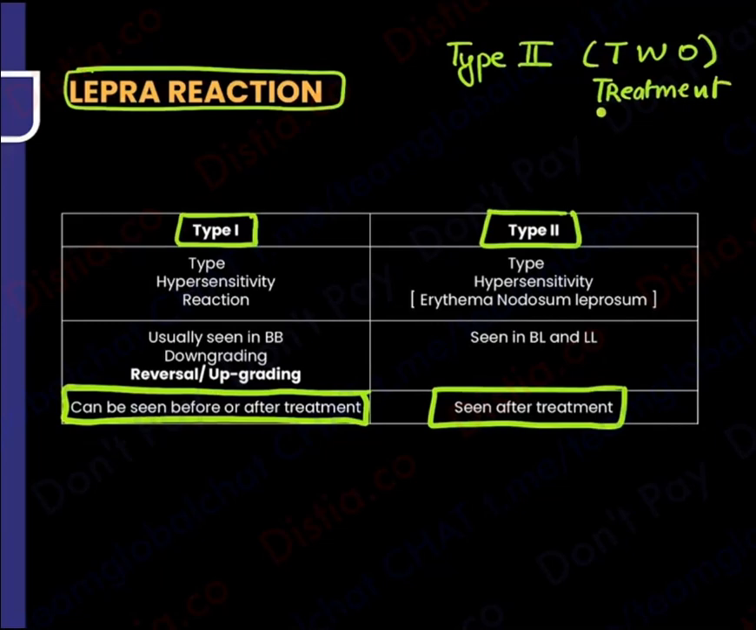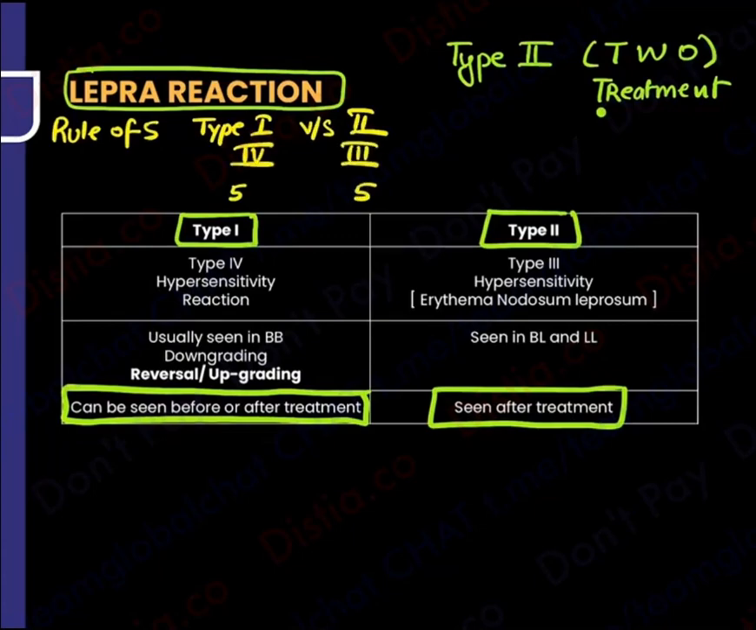Okay, now you'll first ask me what hypersensitivities they are. So type 1 is type 4 hypersensitivity reaction. Type 2 is type 3 hypersensitivity reaction. So there is a rule of 5 that we follow over here. If you ever get confused between type 1 lepra reaction versus type 2 lepra reaction, make a total of 5. So over here you do 1 plus 4 is 5, and over here you do 2 plus 3 is 5. So this becomes hypersensitivity 4, this becomes hypersensitivity 3. So rule of lepra, L-E-P-R-A: in lepra everything is 5.